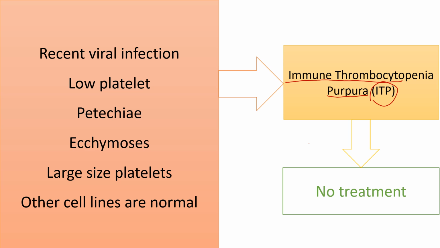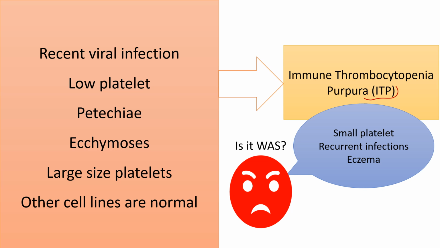The treatment is observation, no treatment. Most of the experts recommend observation with no treatment regardless of the number of platelets. ITP can be confused with Wiskott-Aldrich syndrome. In Wiskott-Aldrich syndrome, the platelets are small, associated with recurrent infections and eczema. And in case of ITP, the platelets are large and no recurrent infections, no eczema.